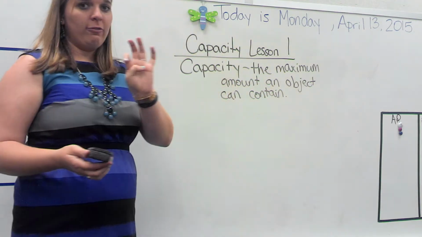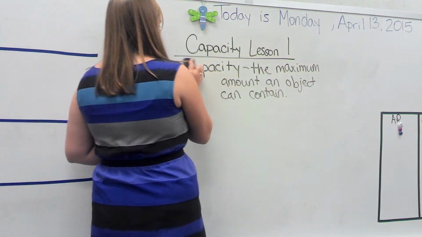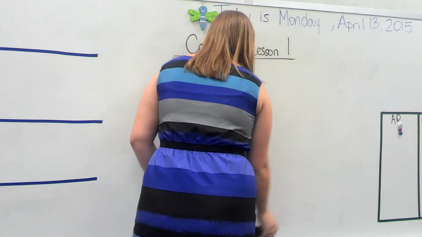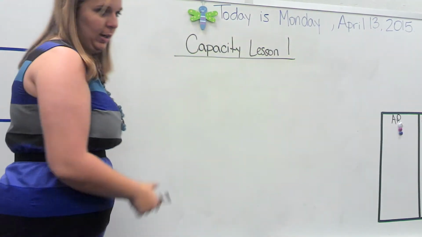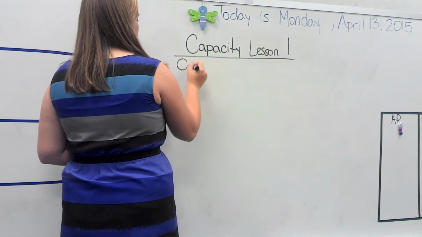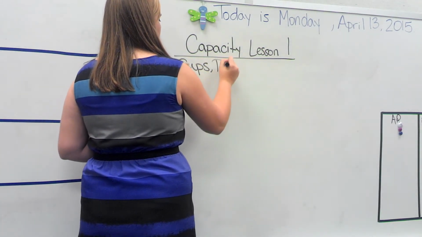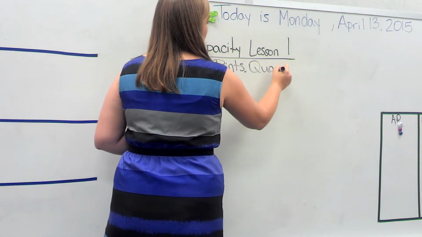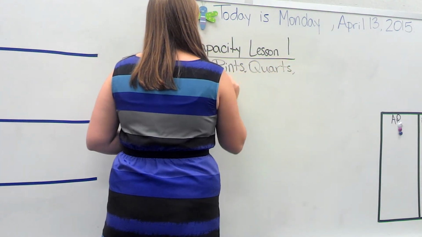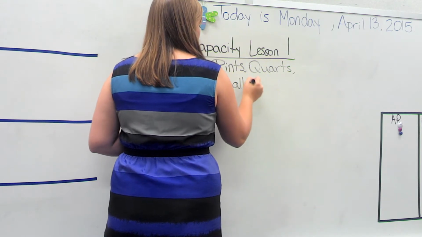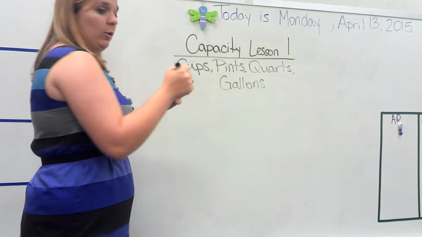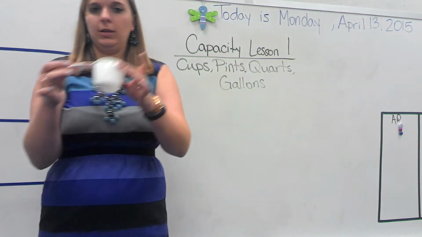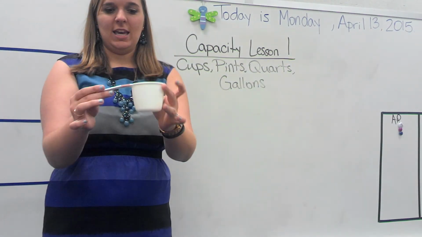All right? And there are 4 ways that we're going to talk about today that you can measure capacity. All right? And those 4 ways, one of them I just showed you, okay, are cups, pints, quarts, and gallons. All right? Now, you may have heard of some of these, but we're going to go ahead and talk about them again. Okay? So, the cup, like I just showed you, is this.